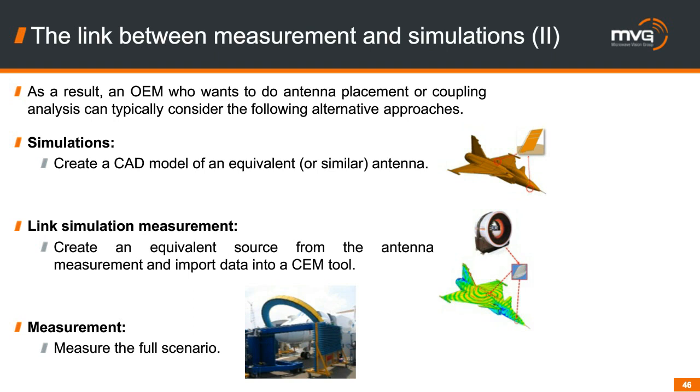Summarizing the link between MVG measurement and simulation tools, it allows sharing the antenna without exposing proprietary data. It gives a high fidelity representation of the radiator for an accurate characterization of the final scenario. It provides a representation of the physical antenna, real materials, real feeding conditions, real mechanical design. It allows solving enormous realistic problems that are considered too big to be simulated or to be measured.